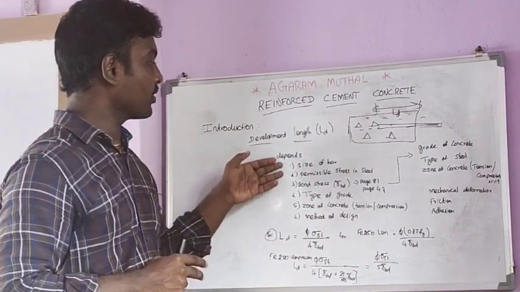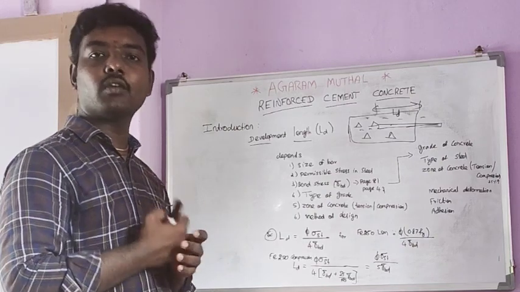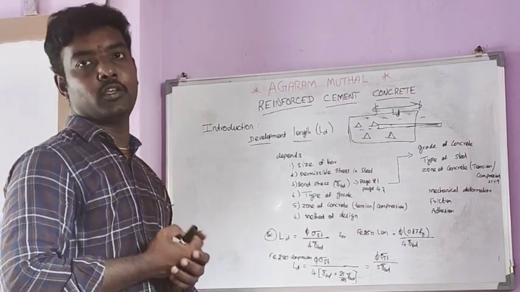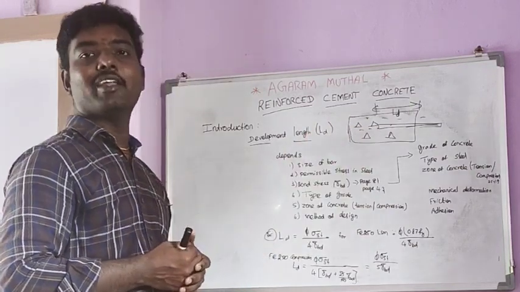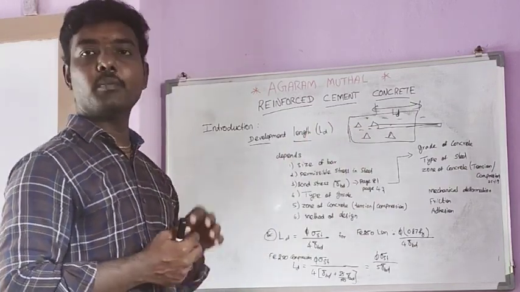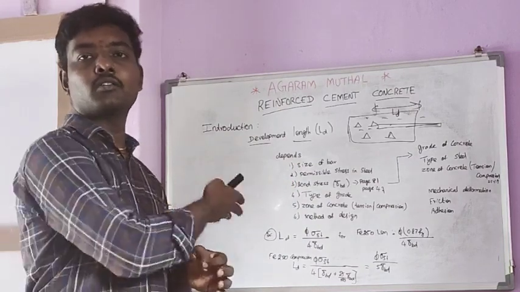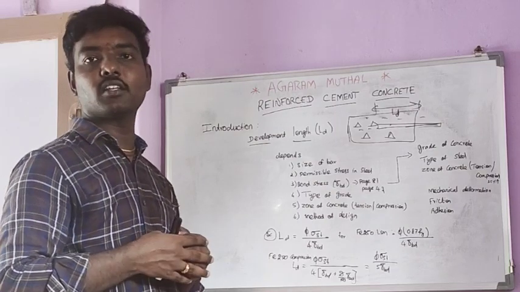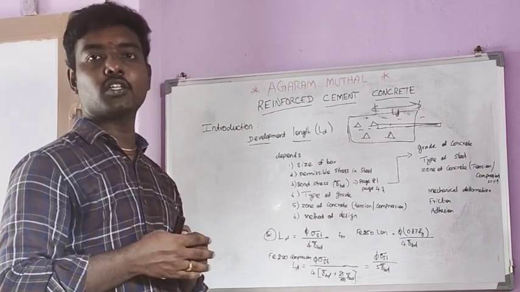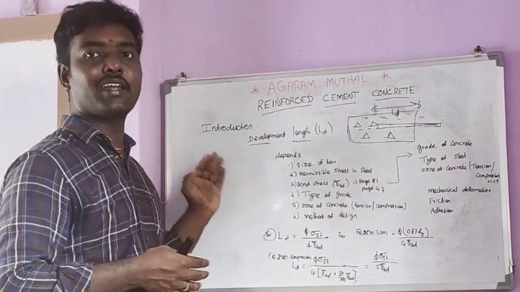First one, size of the bar. We have to specify which size we are going to use. Based on that, we have to provide clear cover as well as the development length and the permissible stress of the steel, which is seen in the table: permissible stress in the tension zone, tensile stress, and permissible stress in the compression zone. Based on that, we select the development length.